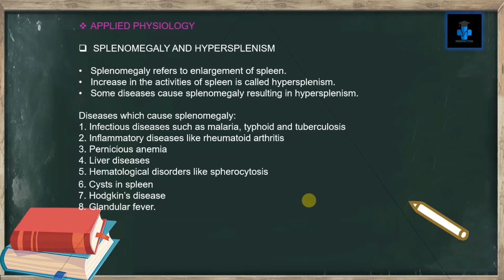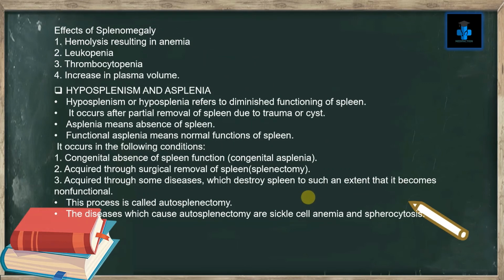Effects of splenomegaly. Number 1. Hemolysis resulting in anemia. Number 2. Leukopenia. Number 3. Thrombocytopenia. Number 5. Increase in plasma volume.